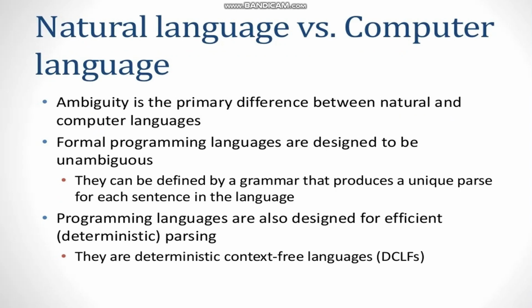Ambiguity is the primary difference between natural and computer languages. Formal programming languages are designed to be unambiguous. They can be defined by a grammar that produces a unique parse for each sentence in the language. Programming languages are also designed for efficient deterministic parsing. They are deterministic context-free languages.